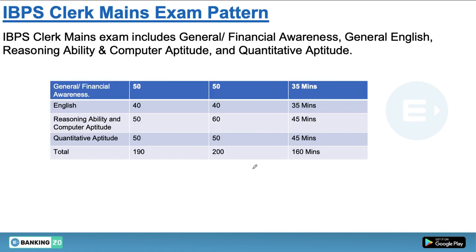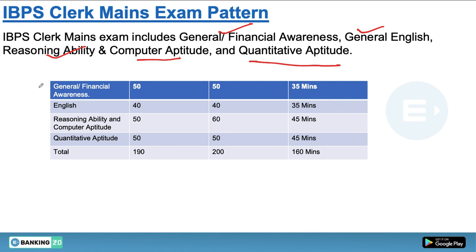Now coming to the mains examination pattern, the IBPS clerk's mains examination includes the general and financial awareness, general English, reasoning ability, and computer aptitude, followed by the quantitative aptitude. Now let's have a discussion on the total number of marks and the total timing.